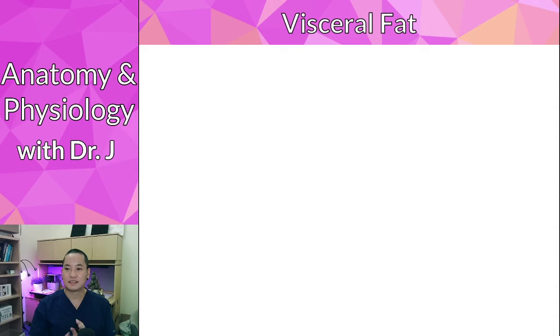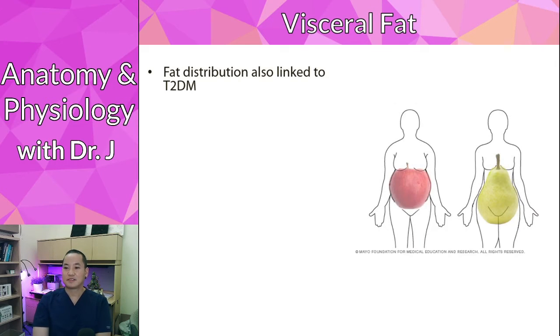Okay, so then this is when we have to talk about fat. So fat distribution is also linked to type 2 diabetes mellitus, and this is interesting. Like it's hit or miss with this picture.